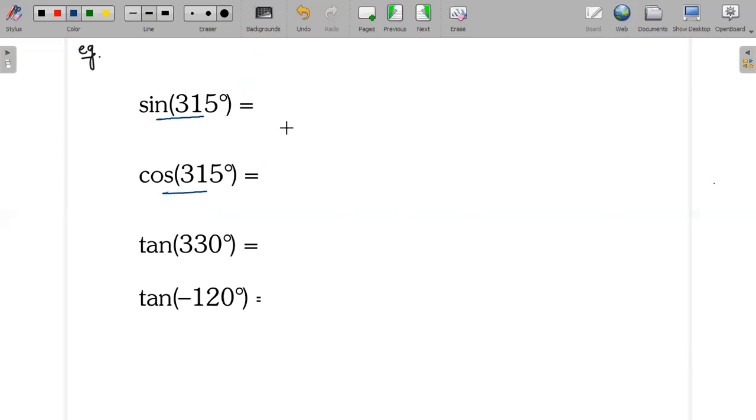Sine 315 degree. So 315, try to find the nearest multiple of 90. So we may write 3 times 90, which is 270, and still we are 45 degree away. So let me add 45 degree. This is how we represent 315 degree. Now, since it is an odd multiple of pi by 2, your result will be in cosine.